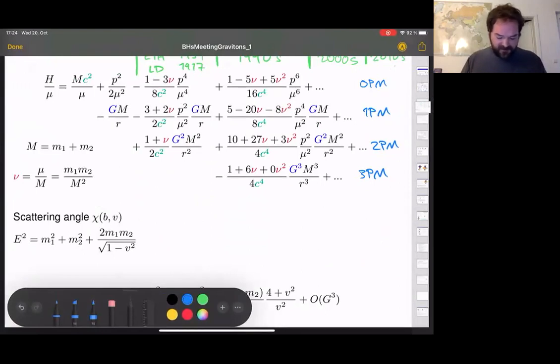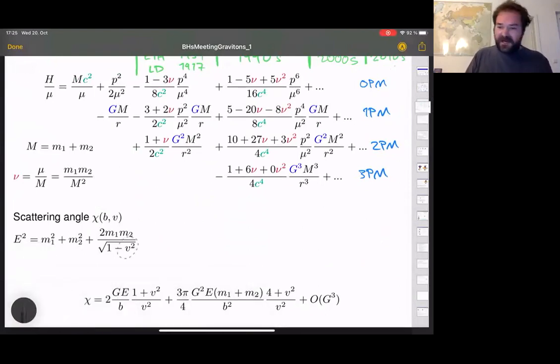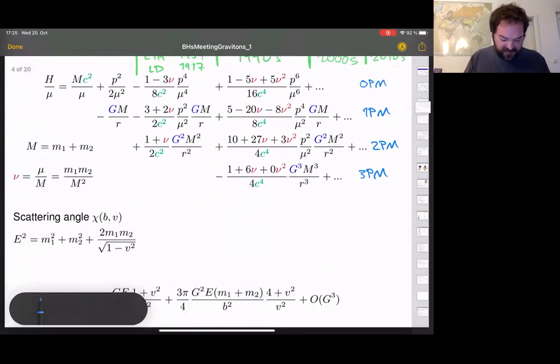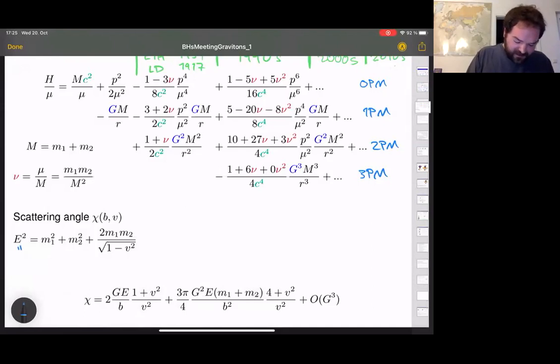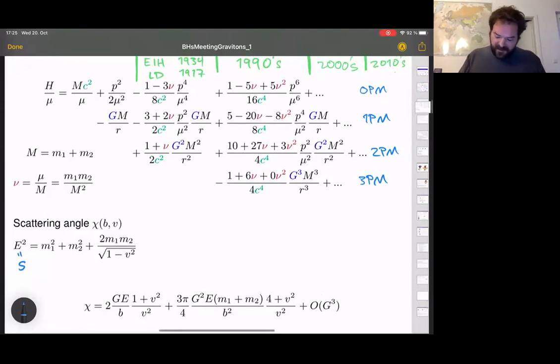In fact, I wrote down here the relationship between the velocity and the masses and the total energy in the center of mass frame. That would be, by the way, just what many people here might call the Mandelstam variable s, which is E squared. And I'm claiming, so here is the linear in G result to all orders in velocity. Here is the G squared result also to all orders in velocity. This was first derived by a guy called Westpfahl in 1985, this second post-Minkowskian scattering angle.